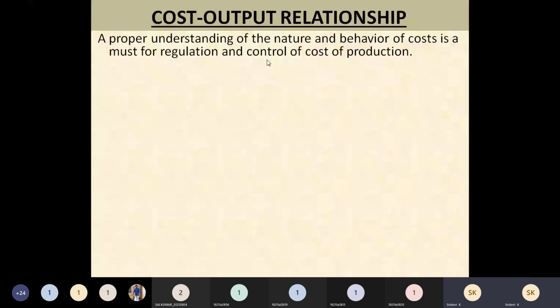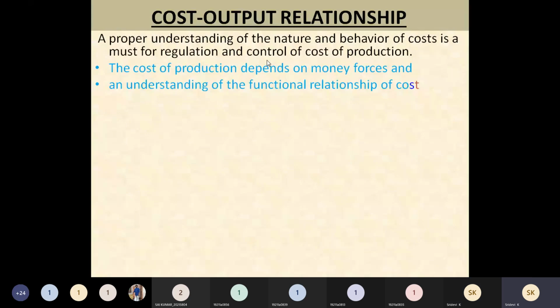So how these costs are going to behave when output is increasing, that is going to be studied in this relationship of cost and output. Because you are going to depend on money, that is capital, this is given more importance here in case of any decision. So expenditure related decisions will be given importance here.